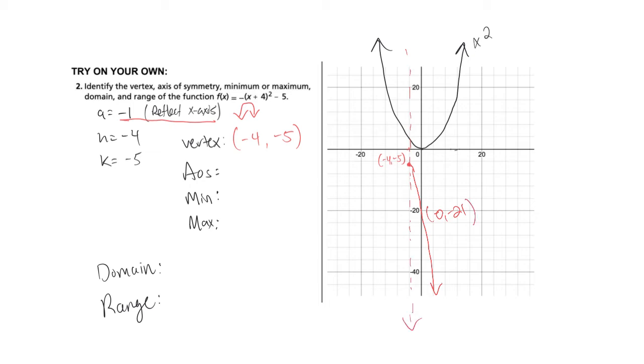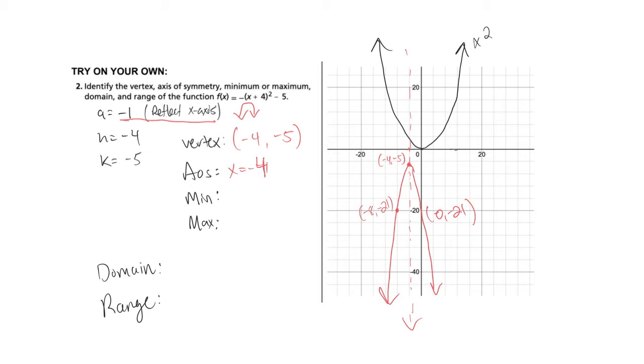Now you think about it. This is 4 away, so it'd be 4 away on this side because it's a reflection. So there's our function, and this would be negative 8, negative 21. And there's our function. The axis of symmetry we filled in is x equals negative 4.